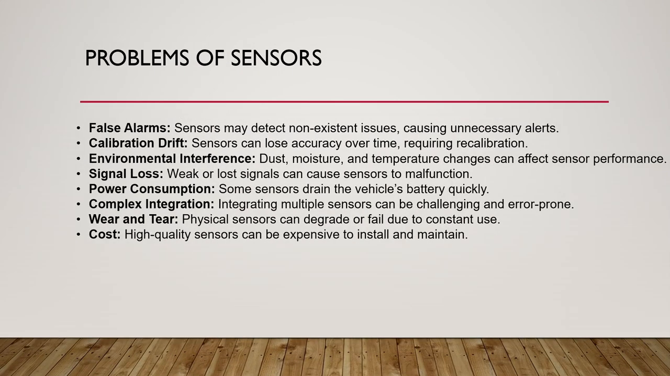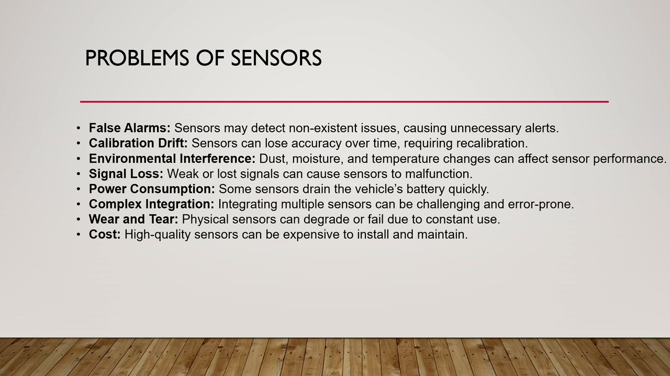Problems of sensors: sometimes they give false alarms, like they are not able to detect that object or that thing. They show some misbehavior in signals. Calibration drift, like a sensor can lose accuracy over time, means we are running our car for 1 lakh kilometers, 2 lakh kilometers, after that the accelerometer is not working properly, that type of thing.